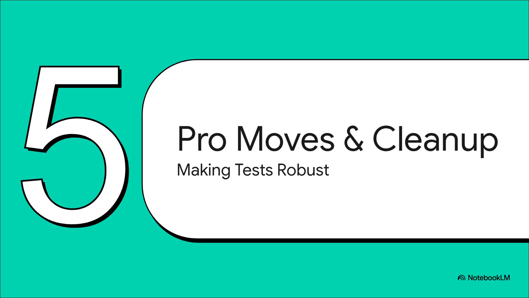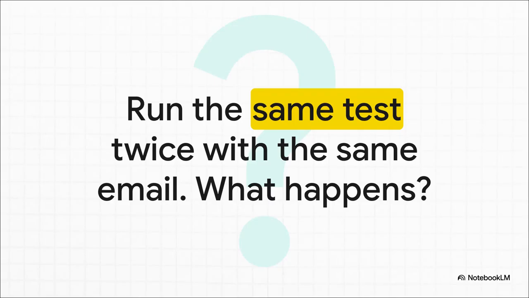All right, now for some pro moves. These are the tips that'll take your tests from just working to being truly solid and repeatable. And we'll start with a problem that you will absolutely run into, probably on day 1. Just think about it for a second. Your create user test needs an email, right? So you put in test@example.com. The first time you run it, works great. But then you run it again. What happens? Failure. The API says, nope, that email is already taken. Your test just broke because of old data.